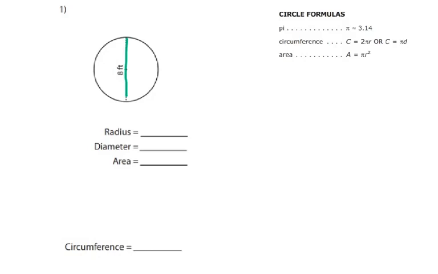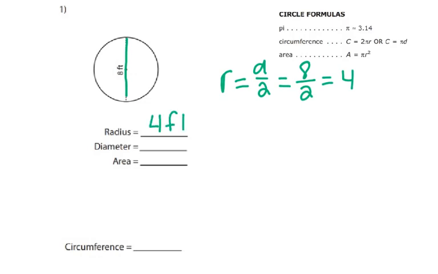So in order to find the radius, we have to do the diameter divided by 2. So this is going to be 8 divided by 2 gives us our radius, which is 4. So our radius here is going to be 4 feet. And then they're giving us the diameter. So our diameter will be 8 feet.